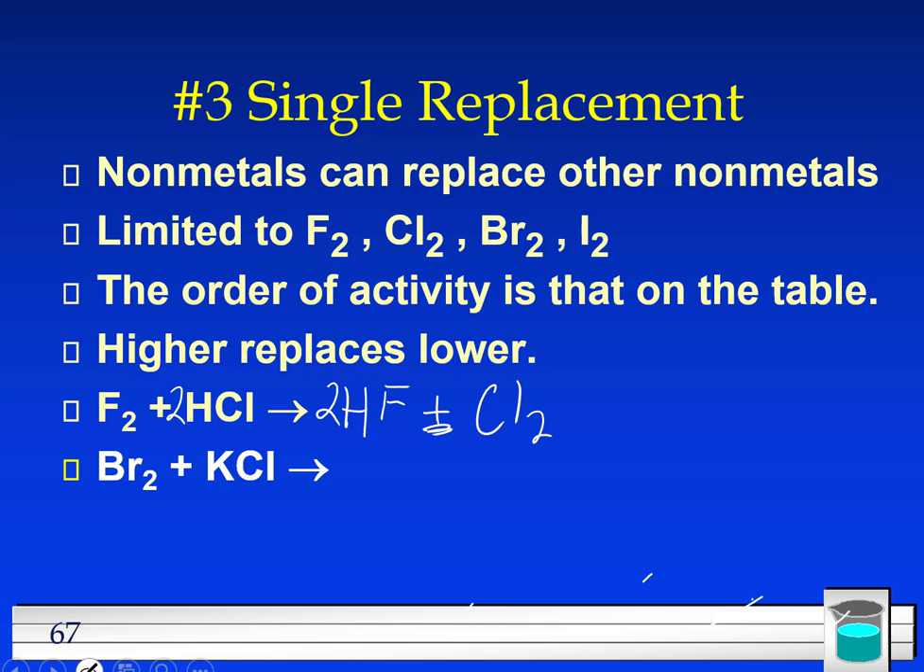Commutative. Okay. Bromine plus KCl. So element and compound tells me it's single replacement. Bromine is a non-metal, so it's going to replace Cl, the non-metal. Can bromine replace chlorine? Bromine is below chlorine, so this is no reaction. Because bromine is below chlorine on the periodic table. Right?